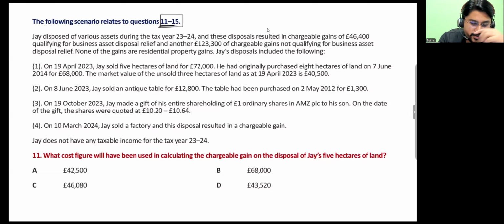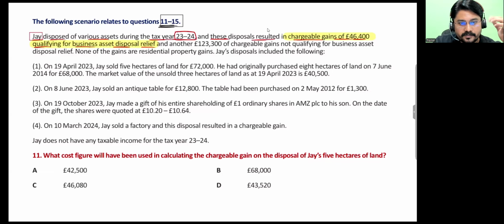All right. The scenario relates to question 11 to question 15. J disposed of various assets during the tax year 23-24. J is an individual who made multiple disposals in the tax year 23-24, and these disposals resulted in chargeable gains of 46,400, which qualified for business asset disposal relief. Directly, the gain amount is given.